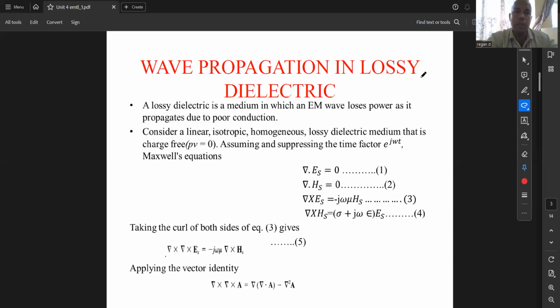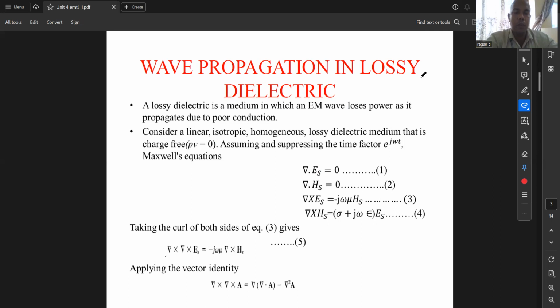Actually, wave propagation in a lossy dielectric medium is fundamental to understanding different wave propagation mediums. For example, to understand wave propagation in a good conductor or in a lossless medium. If you understand wave propagation in the lossy dielectric medium clearly, we can easily derive the remaining ones. Now let's see.